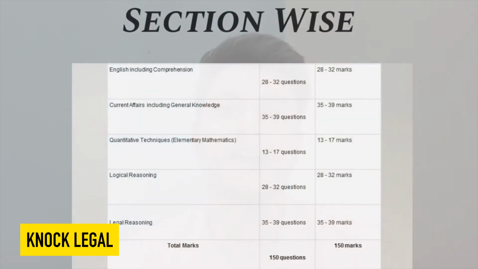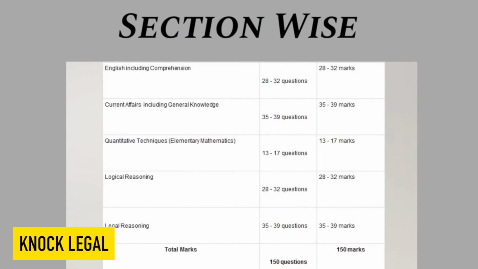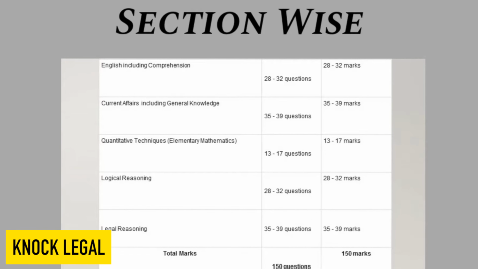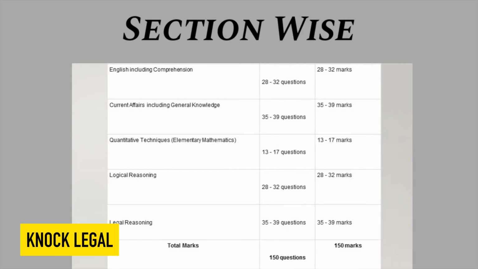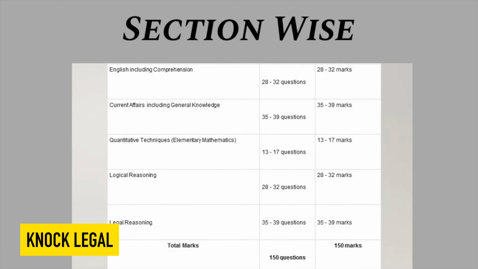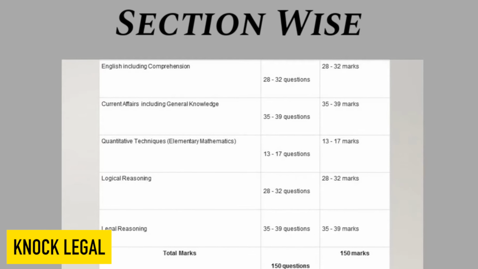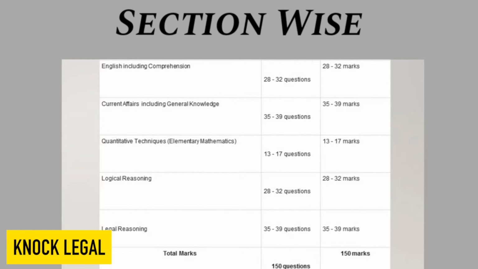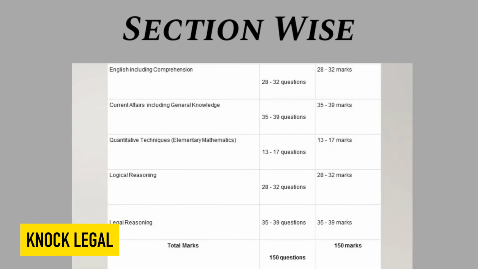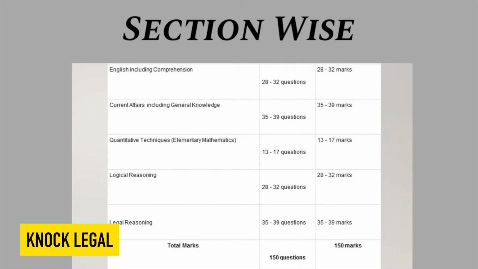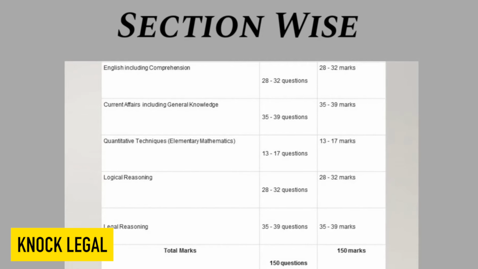books to refer. If we see section wise, then English language contains 28 to 32 MCQs with approximate 20% weightage. Current affairs including general knowledge contains 35 to 39 questions with 25% of weightage. Logical reasoning contains 28 to 32 questions with approximate 20% of weightage. Legal reasoning contains 35 to 39 questions with approximate 25% of weightage, and quantitative techniques contains 13 to 17 questions with approximately 10% of weightage.